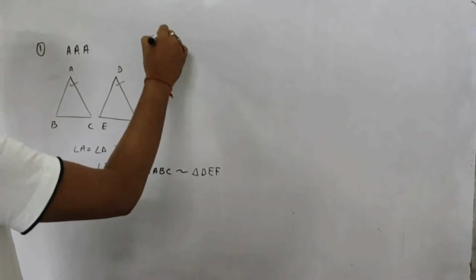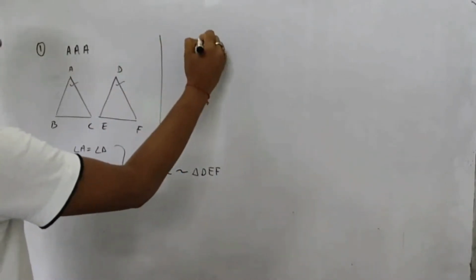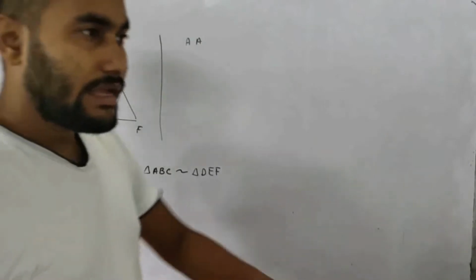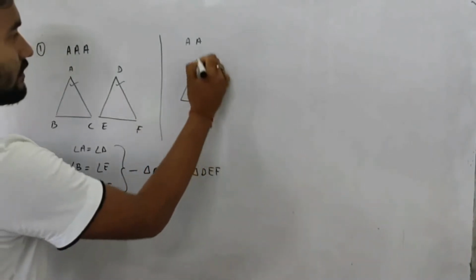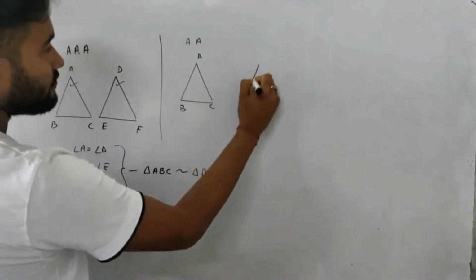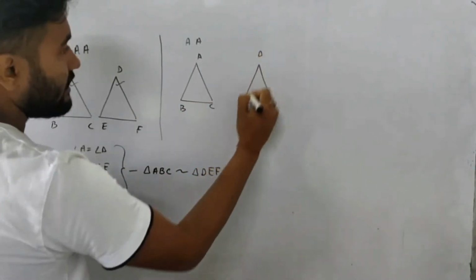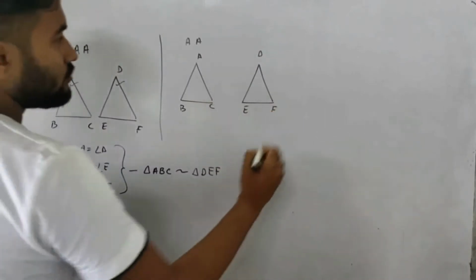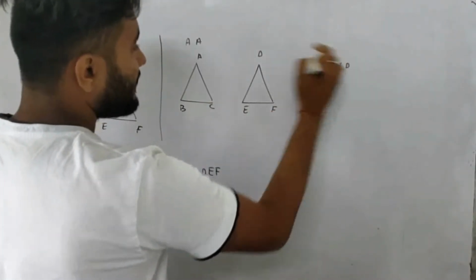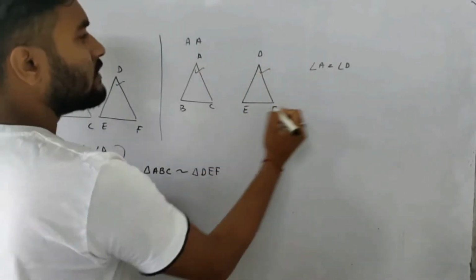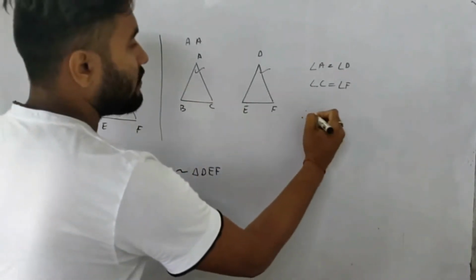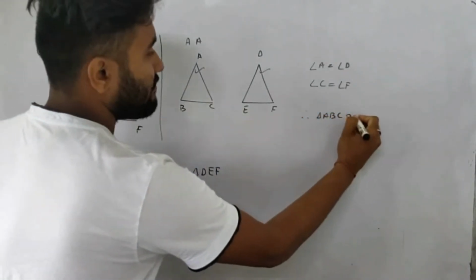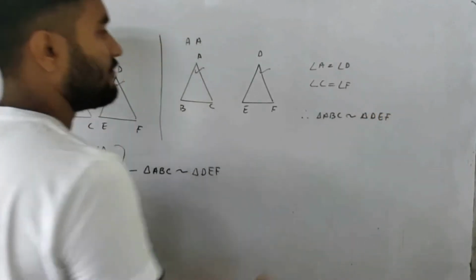The next one is just a subset of this. If you can show that only two corresponding angles are equal, then immediately the third angle will also be equal. Say in these two triangles, ABC and DEF, you can show angle A is equal to angle D, and any one other, say for example angle C is equal to angle F, then also triangle ABC is similar to triangle DEF.